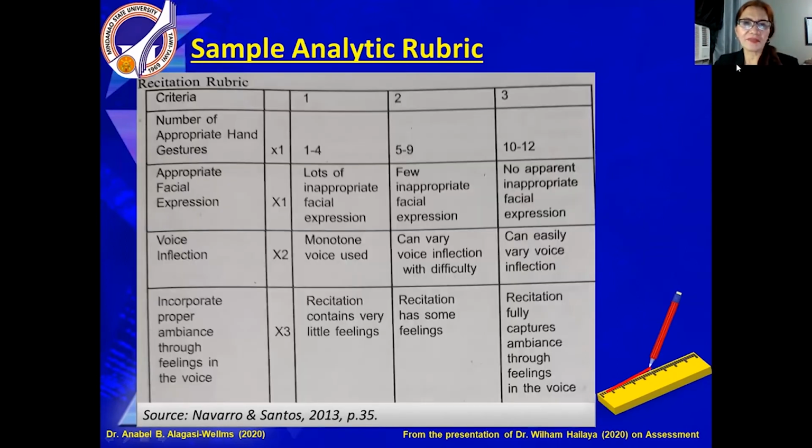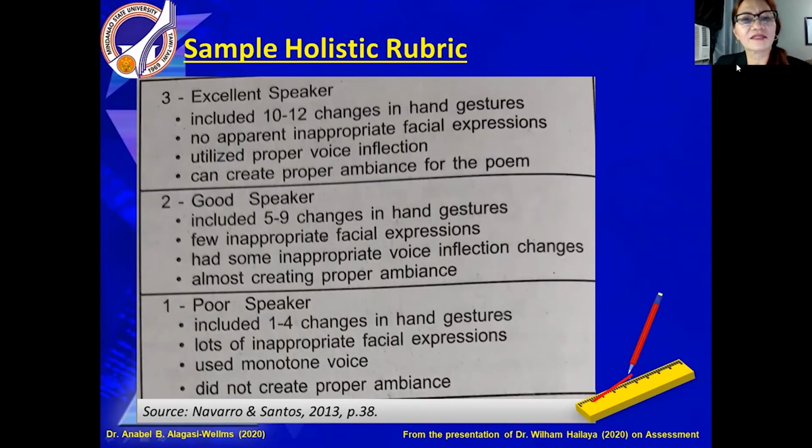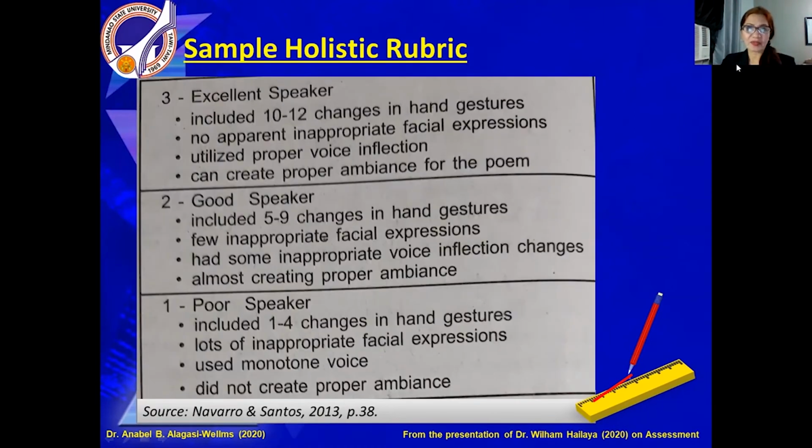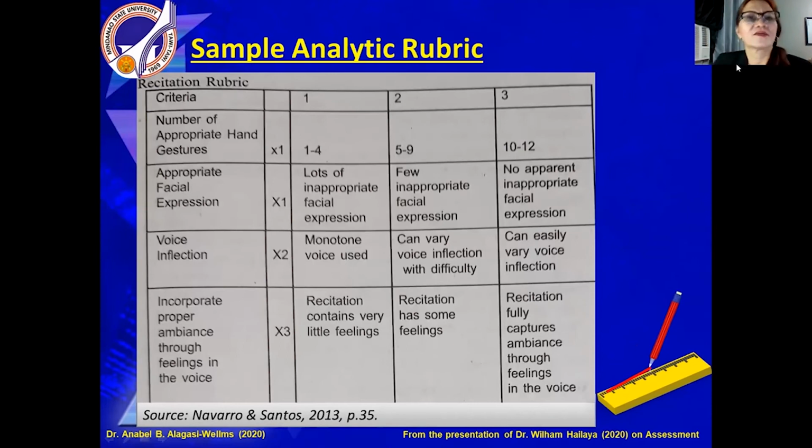And then a sample of an analytic rubric. What again is an analytic rubric? A rubric that describes student work on each criterion separately. Okay, so let's look at the criteria. This is recitation. Number of appropriate hand gestures. So you have there a scale of 1, 2, and 3. 1 to 4, 5 to 9, 10 to 12.